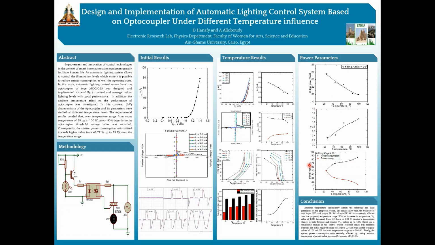Consequently, the system power consumption ratio shifted towards a higher value, from 49.77 up to 85.93% over the temperature range. Finally, we conclude that the increase in ambient temperature up to 100 degrees significantly affects the electrical and light parameters of the proposed system as well as its accuracy, resulting in a severe increase in system power consumption ratio by 36.16%.